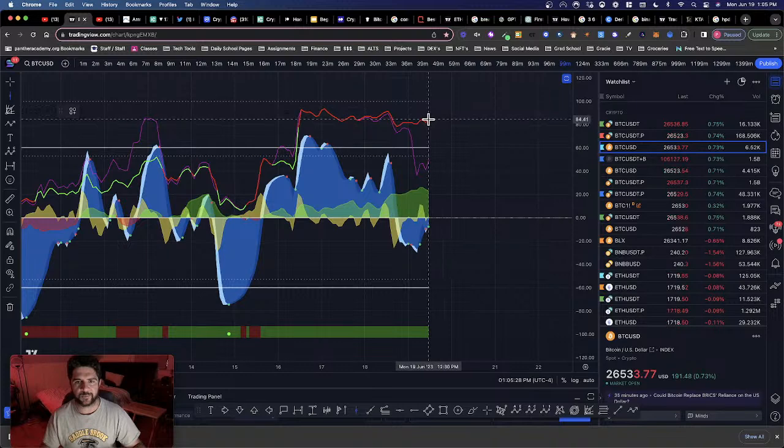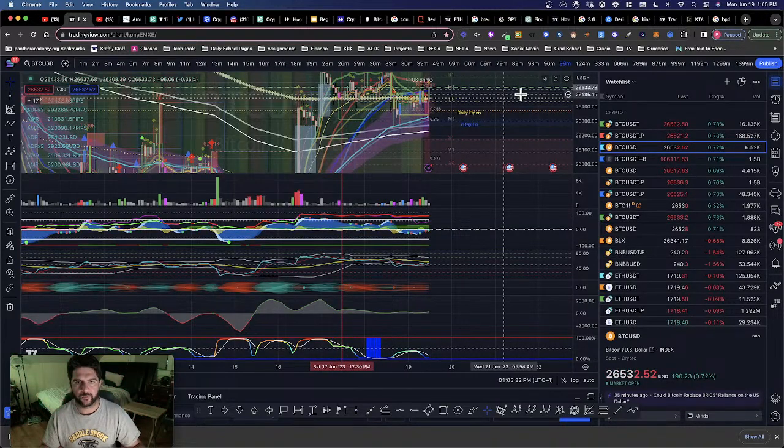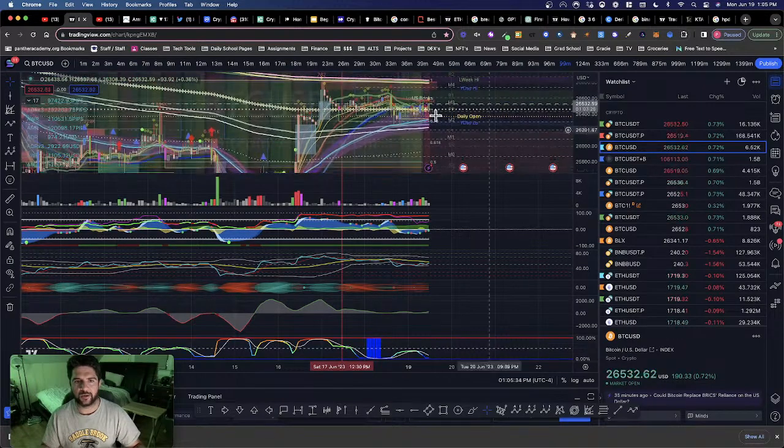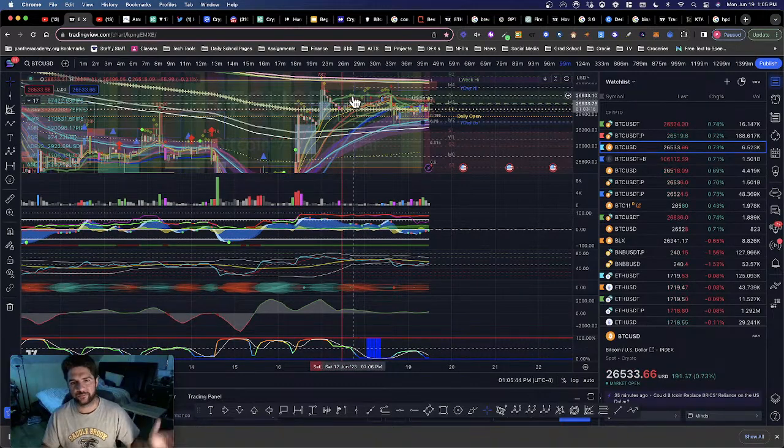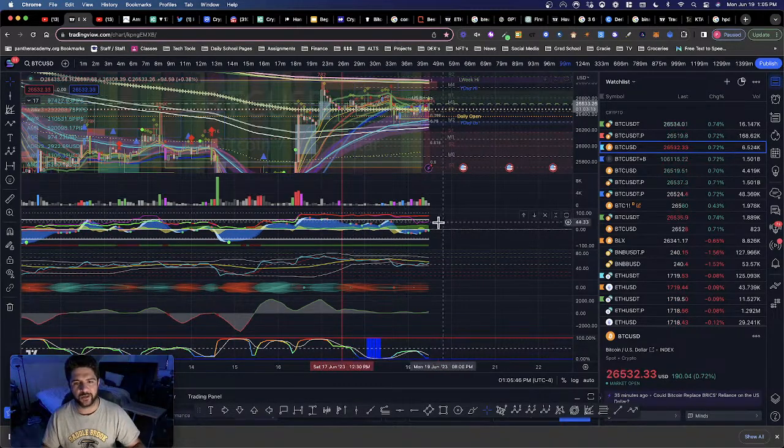So now there's stops above these highs right here. So he could come stop this out at 26.6, right? And then drop again. All right? That's the short-term way.